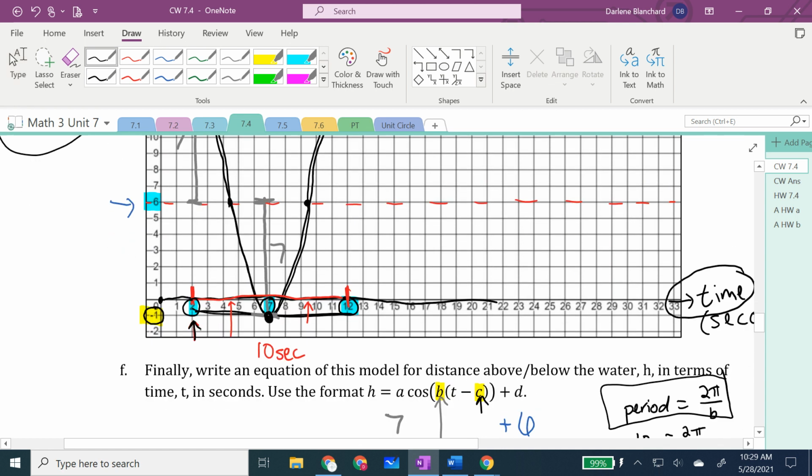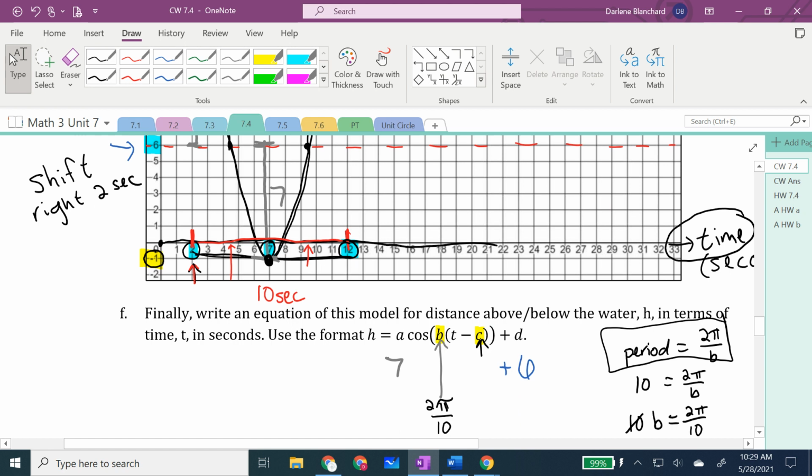And it's 2 seconds. But I've got to remember that it's always the opposite operation when I'm dealing with an operation to the input variable inside the function. I need to have a shift to the right 2 seconds. Now, normally I think of moving to the right as adding 2. But in the equation, I actually need to have t minus 2.